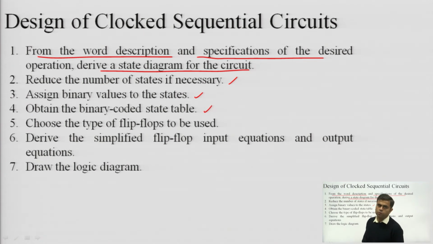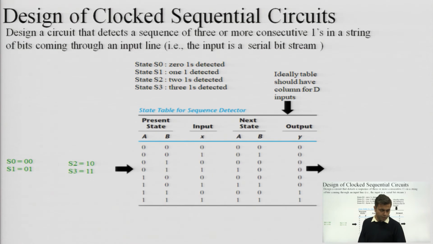Then we have to convert that state diagram into a state table, then choose the flip flop to be used. If it is not mentioned to me, then I will definitely choose D flip flop because its operation is very simple, because output is equal to input. Then derive the simplified flip flop input equations and output equations, and finally using those equations we have to draw the logic diagram. So let's proceed with the designing part.